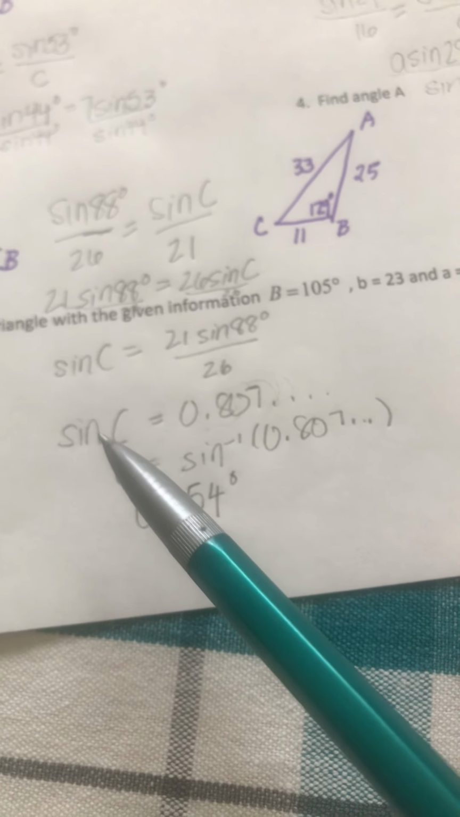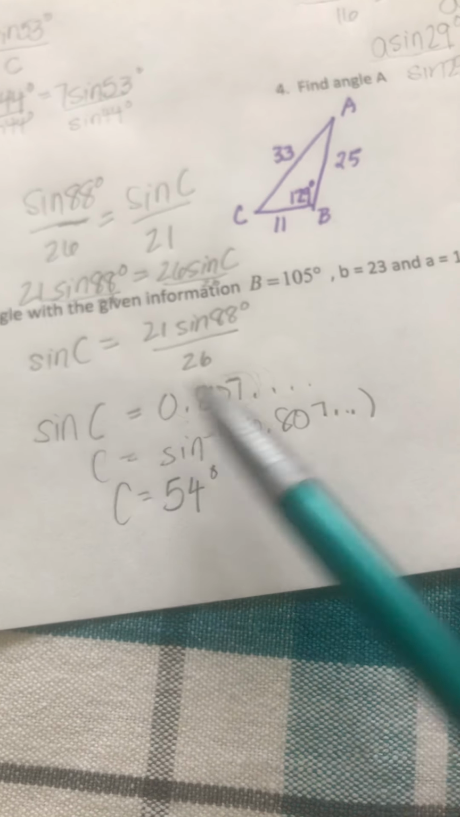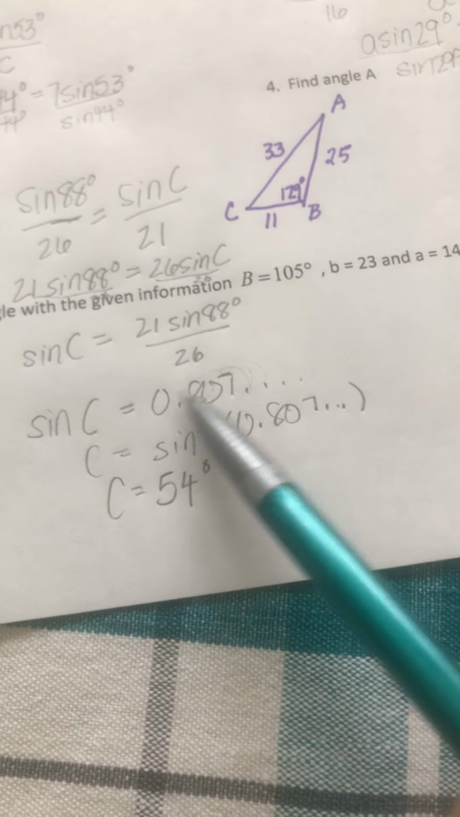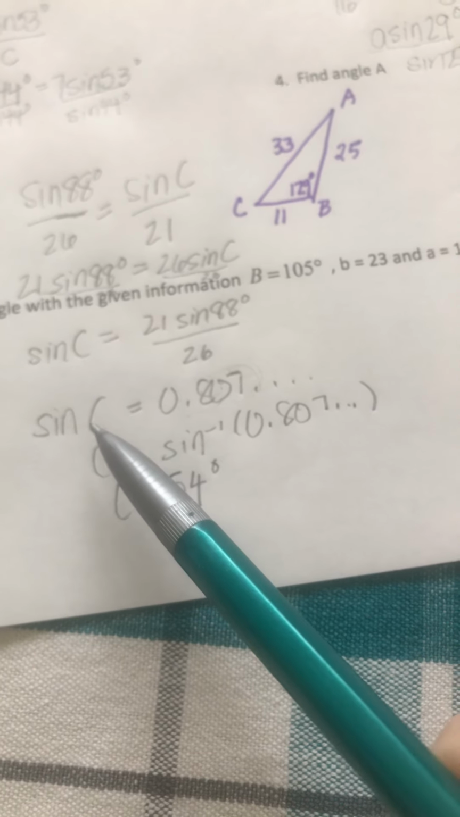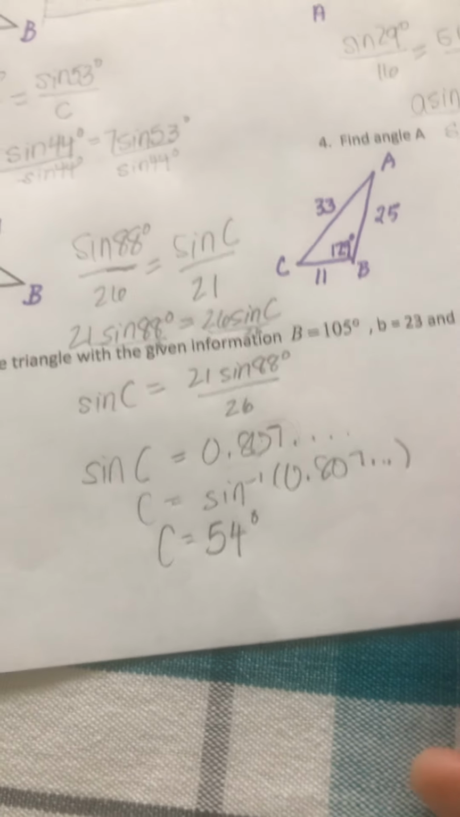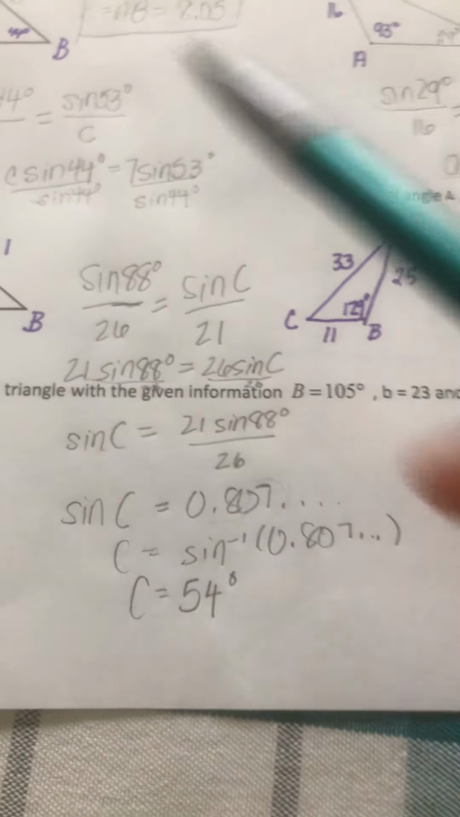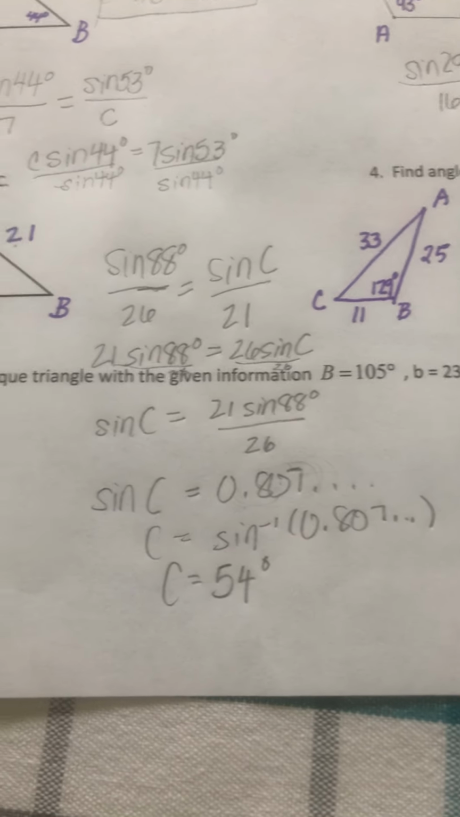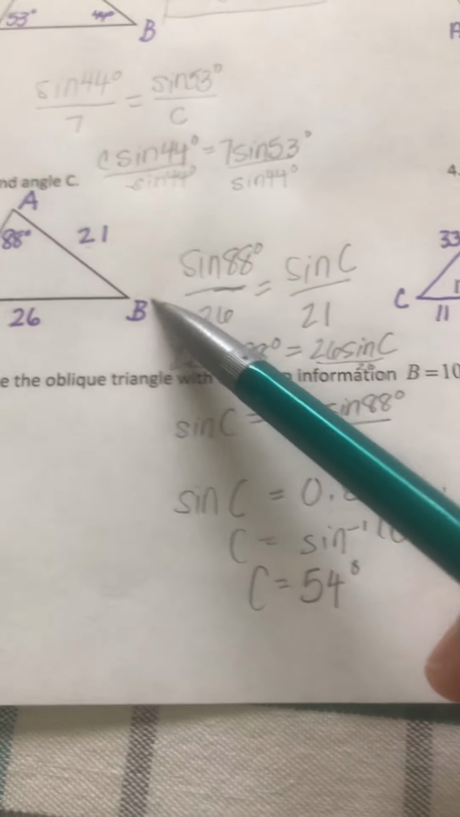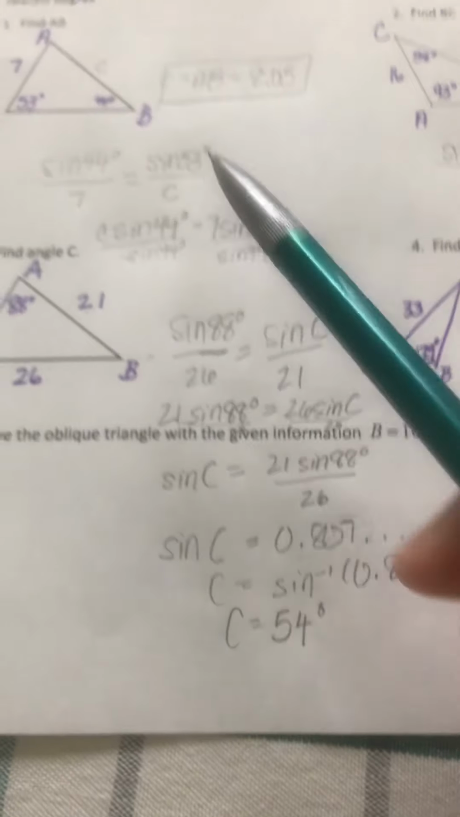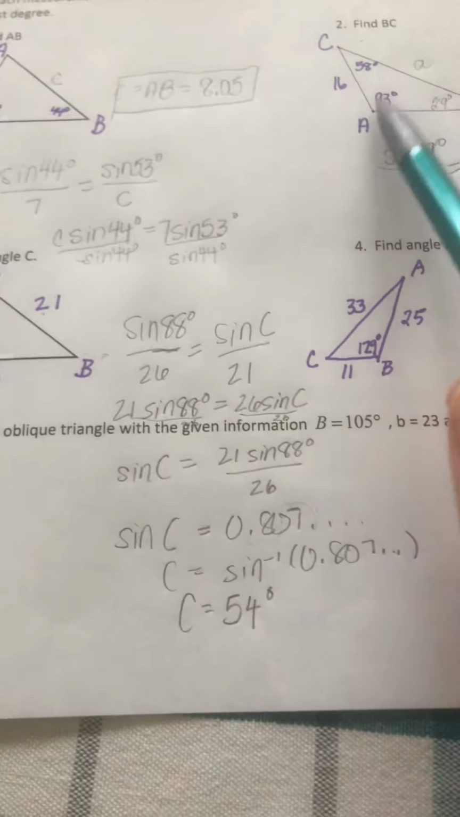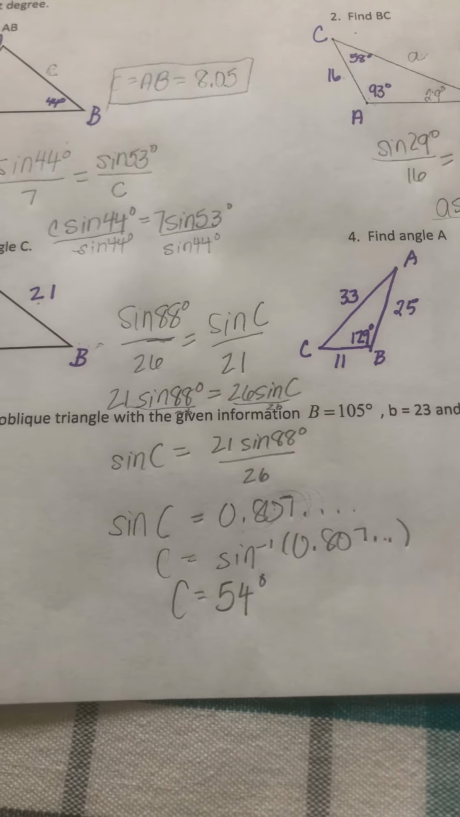So just look at the difference. Here we ended up with sine of an angle equals some number, and you had to use sine inverse to solve for it. It was different from when you were solving for just a side length. Okay, the difference is here you were solving for an angle measure. In those previous two examples, you were solving for a side length.